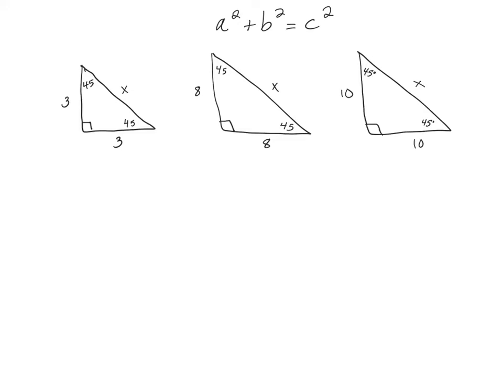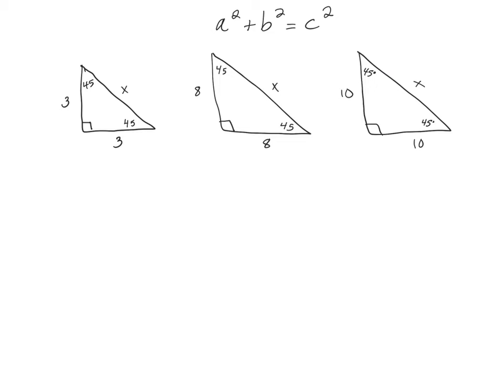You'll notice here that we have three different triangles. All have 45-degree angles, with the lengths of the legs inserted, and each of the hypotenuse measurements missing. I'd like you to take a few minutes and solve each of these using Pythagoras' theorem.